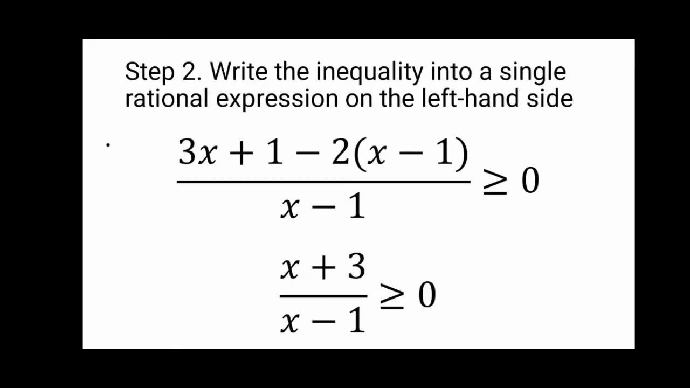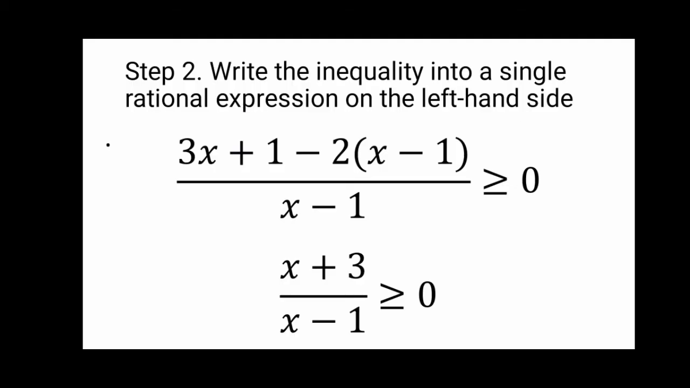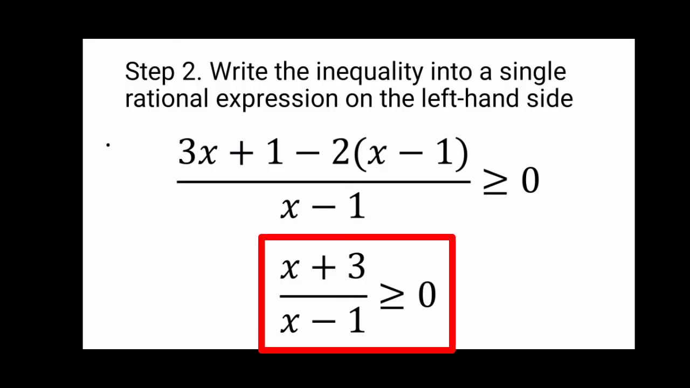Number 2: write the inequality as a single rational expression on the left side. Given 3x plus 1 minus 2 times x minus 1, all over x minus 1, is greater than or equal to 0. Simplifying, you will get x plus 3 over x minus 1 is greater than or equal to 0.